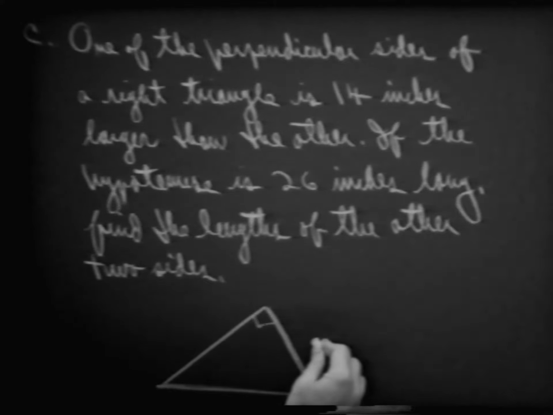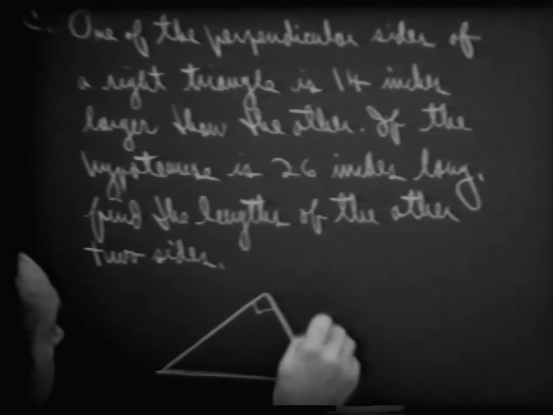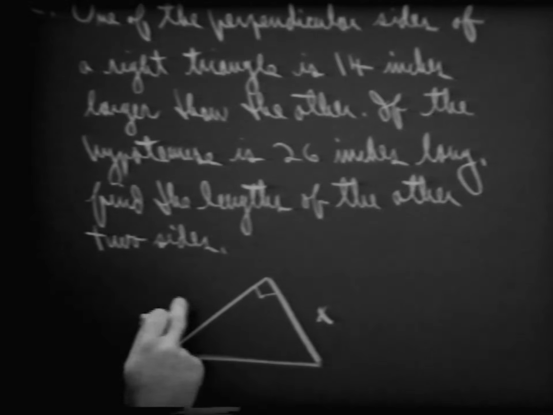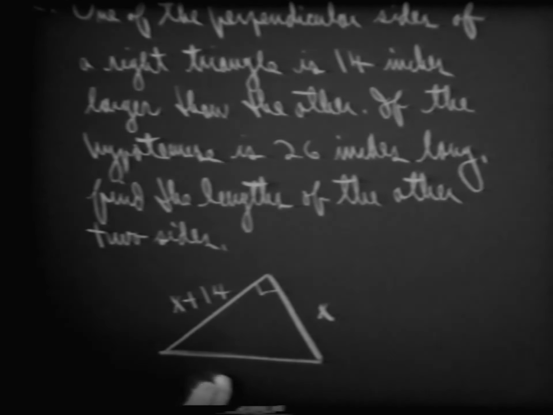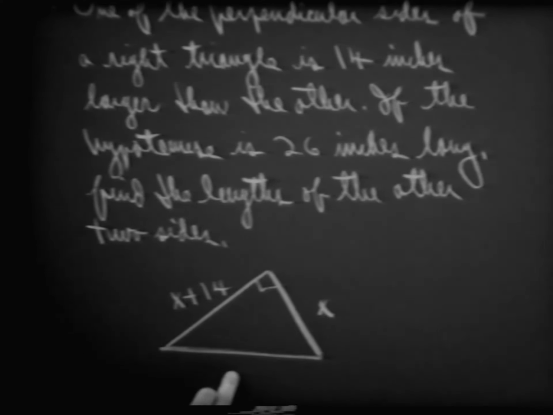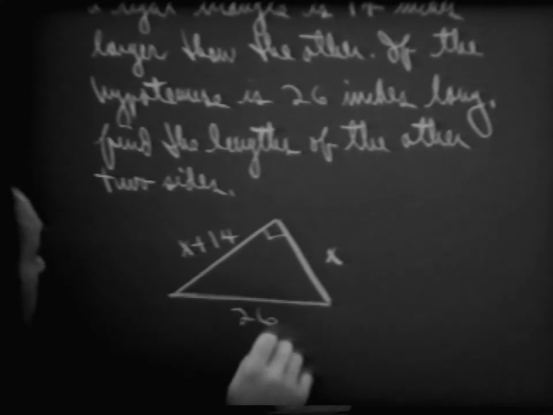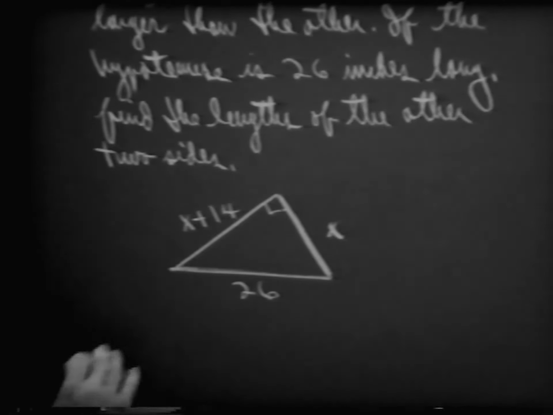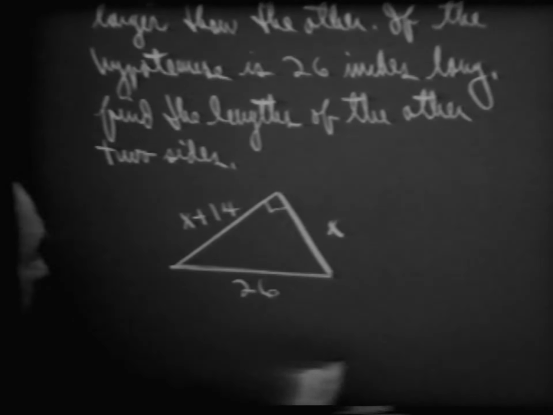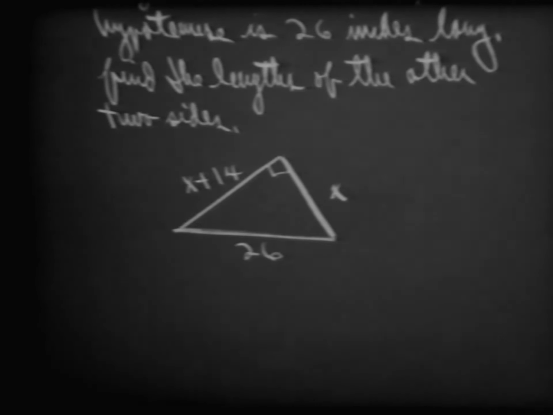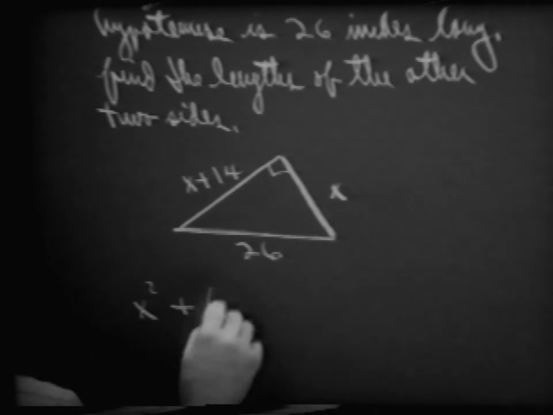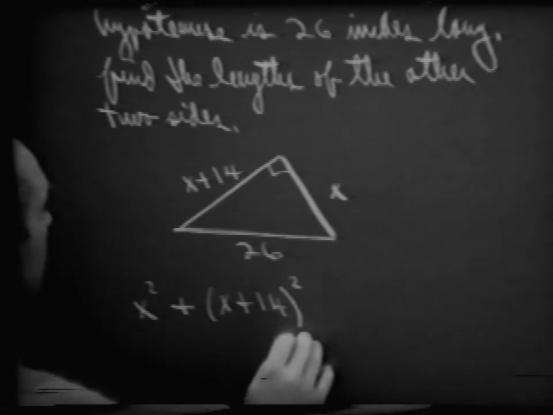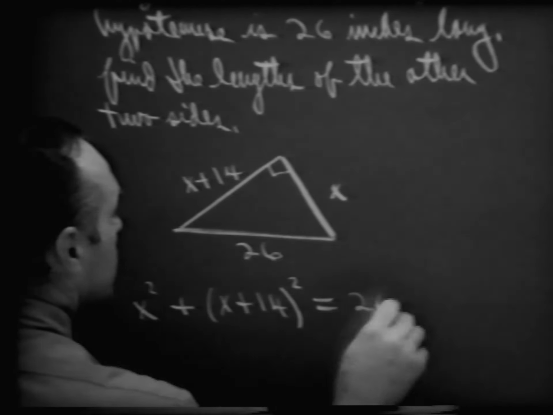So let's decide to call this one over here what? If we call this one x, the other one which is perpendicular to it must be x plus 14. And now the third side, the hypotenuse, must be equal to 26. Without stating what our variable is, except in terms of our picture, who would like to write an equation here? What do we know about a right triangle? Steve? X squared plus the quantity x plus 14 squared equals 26 squared.